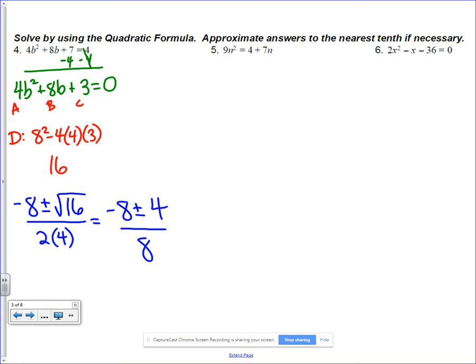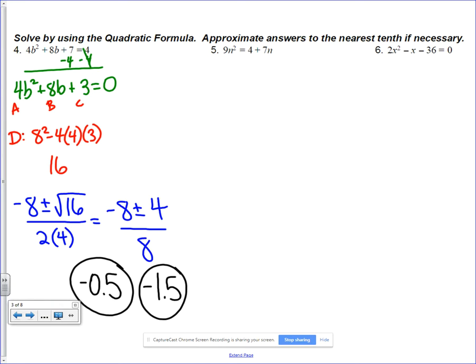What is the 2 times 4 in the denominator? Okay, so here's where you're going to grab your calculators. -8 plus 4. -4 divided by 8 is -0.5 or -1/2, whichever way you'd like to write that. Now we're going to find our next answer. -8 minus 4. -12 divided by 8, -1.5. Which is exactly what you would get if you put this on Desmos and checked it. Questions here, folks?